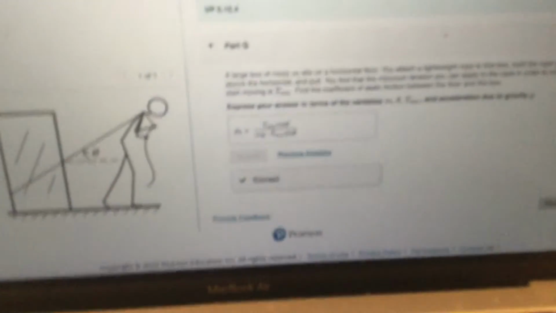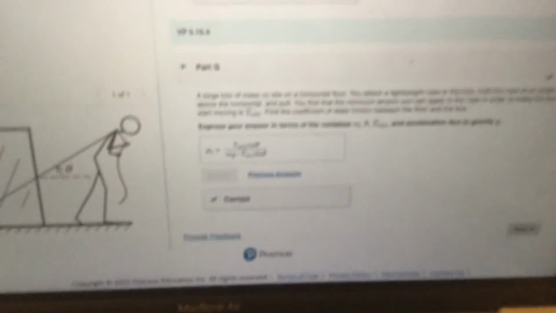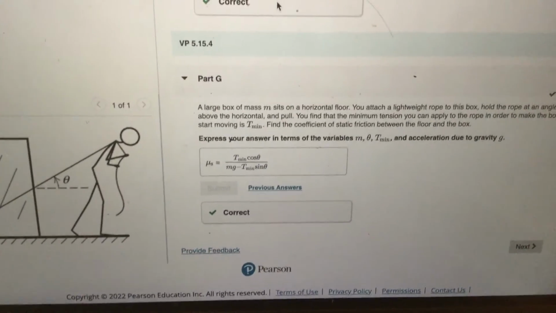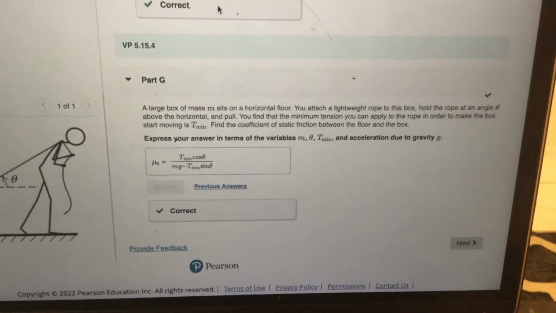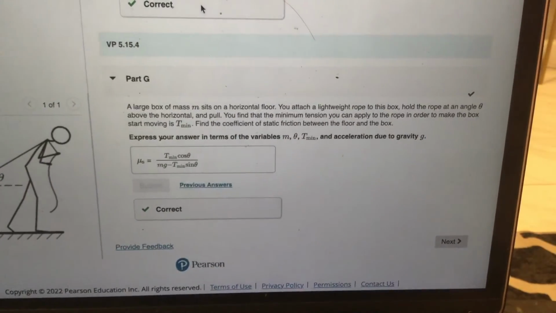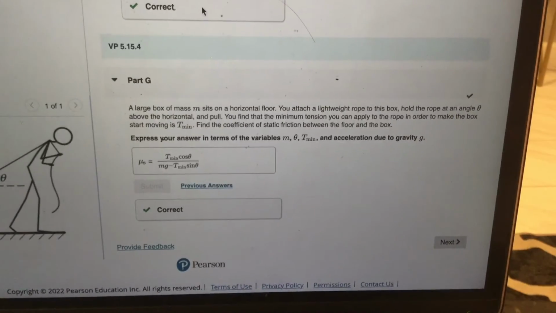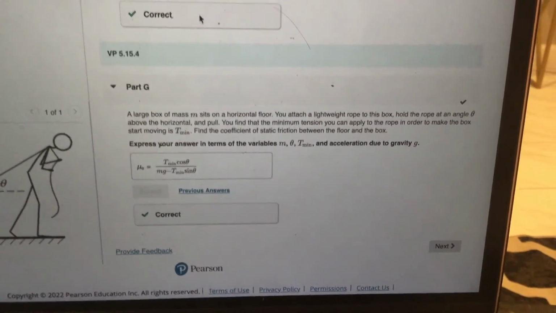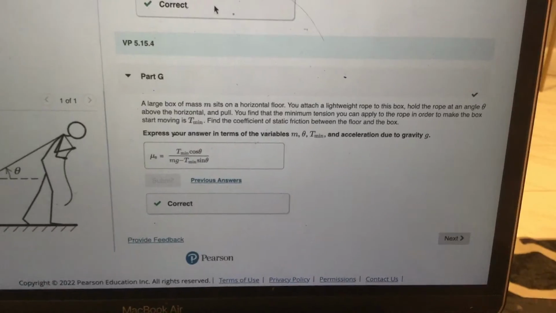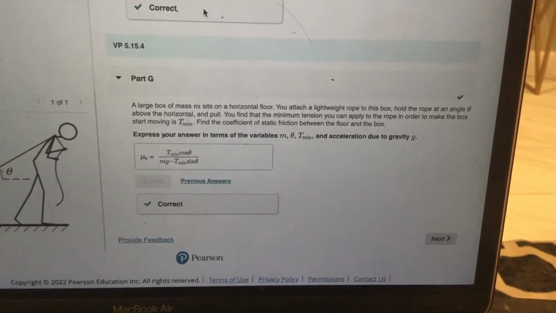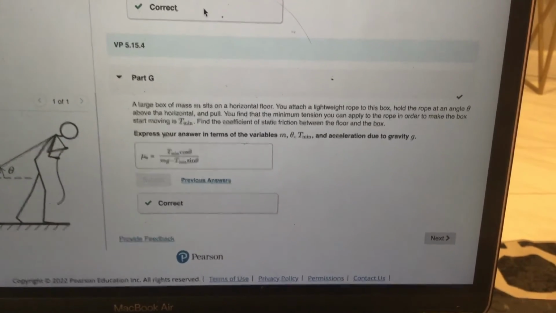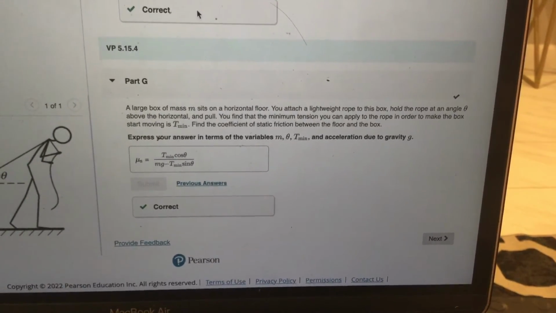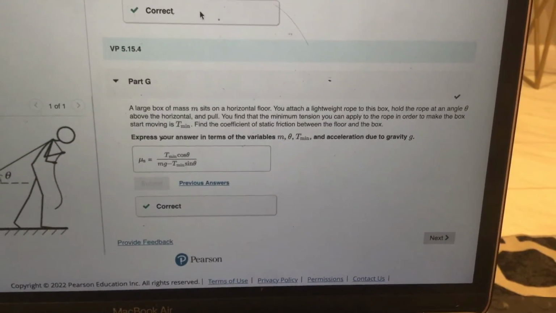Let's read the question. A large box of mass M sits on a horizontal floor. You attach a lightweight rope to the box. Hold the rope at an angle theta above the horizontal and pull. You find that the minimum tension you can apply to the rope in order to make the box start moving is T-min. Find the coefficient of static friction between the floor and the box. Okay, let's draw a picture.